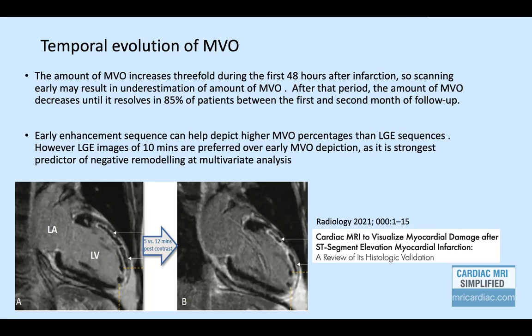Early enhancement, as you see over here, which is obtained at 3-4 minutes post-contrast, can depict higher MVO as compared to the 10 minute interval. However, most of the studies which have documented and analyzed this have calculated MVO on the 10 minute images. So LG images at 10 minutes are preferred for MVO depiction because it is considered one of the important parameters for negative remodeling.